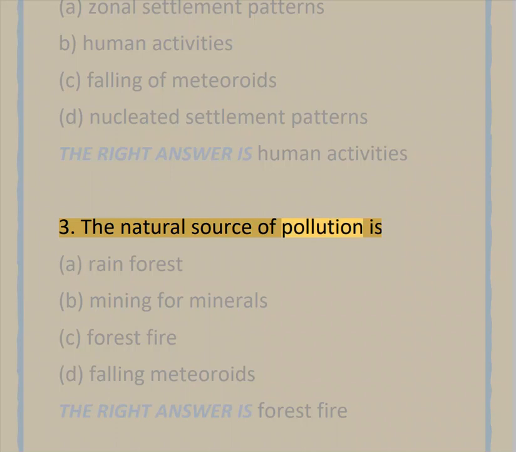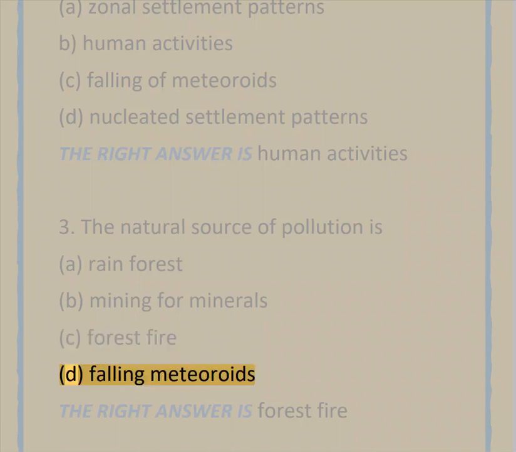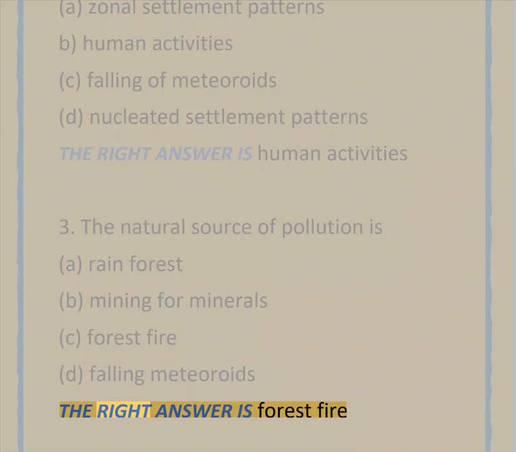3. The natural source of pollution is A. Rainforest. B. Mining for minerals. C. Forest fire. D. Falling meteoroids. The right answer is forest fire.